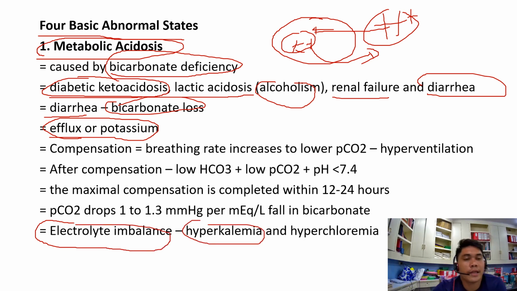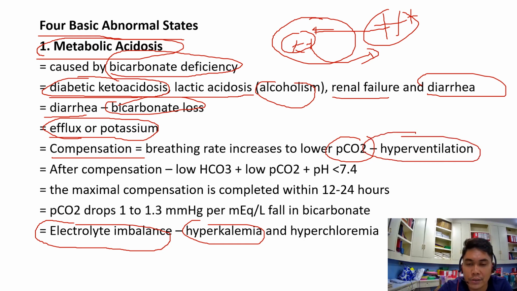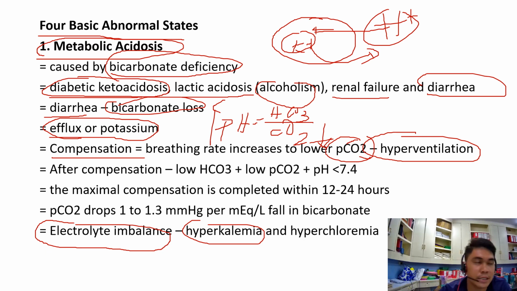Then next, compensation of metabolic acidosis, you have breathing rate. Breathing rate increases to lower PCO2, meaning if there's acidosis, the compensation is hyperventilation. The purpose of hyperventilation is to have fast elimination of CO2. So fast elimination of CO2 results in a lower CO2 level. And remember, pH is equal to bicarbonate over CO2. So a decrease in CO2 results in an increase in pH. So that's how the body compensates when there is metabolic acidosis.